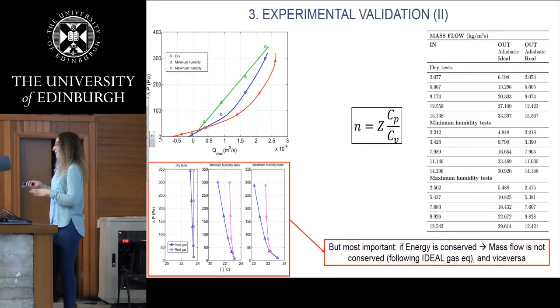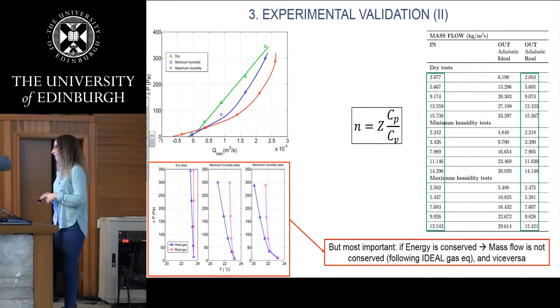But by applying my new development, you can see that the inner flow and the outflow in the turbine were the same for the real gas. So with the real gas approximation, energy and mass flow are both conserved.